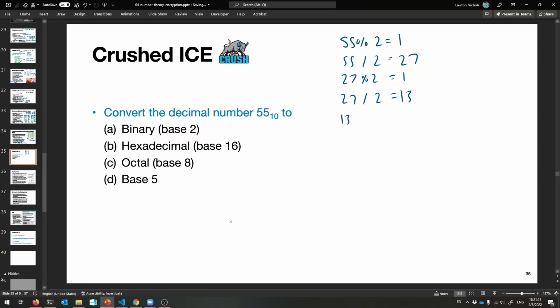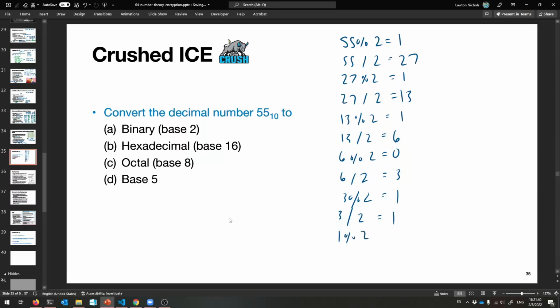Then 13 mod 2, it's just this repeated process. Again, it's odd, 1. 13 integer divided by 2 is 6. 6 mod 2, finally we have an even number, so a 0. 6 integer divided by 2 is 3. 3 mod 2 is 1 because it's odd. And then 3 integer divided by 2 is 1.5, so 1. Then finally 1 mod 2 equals 1. 1 integer divided by 2 equals 0, and then we're done.